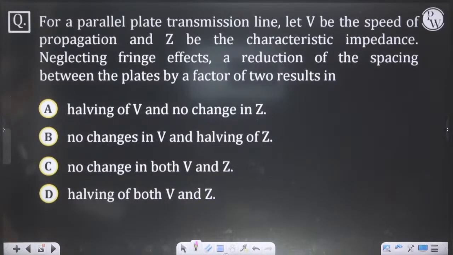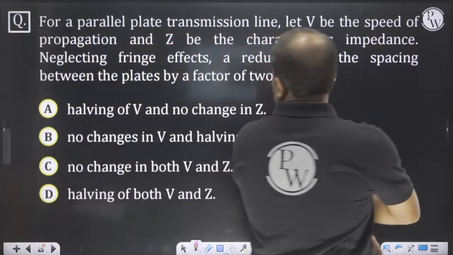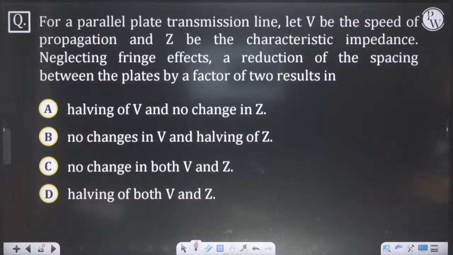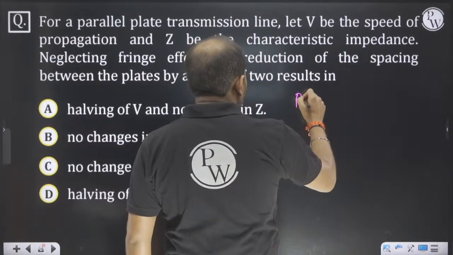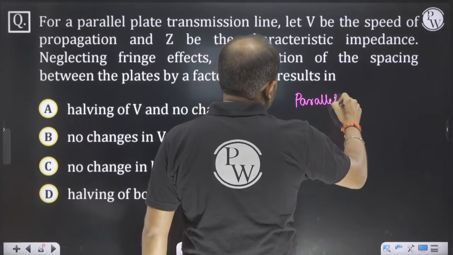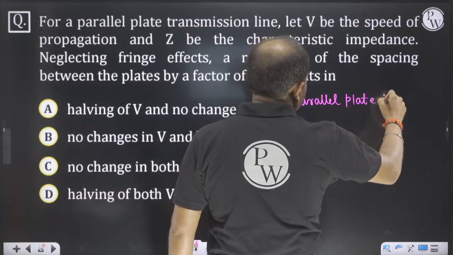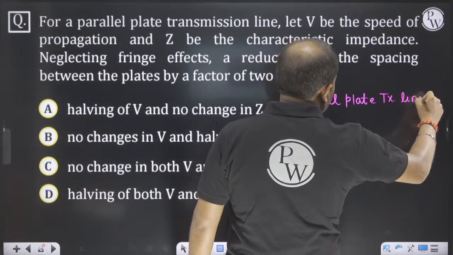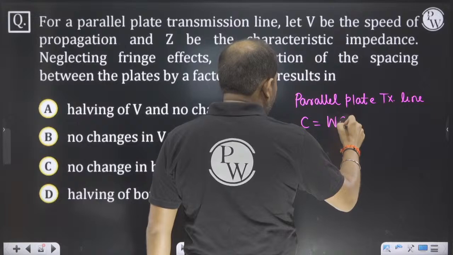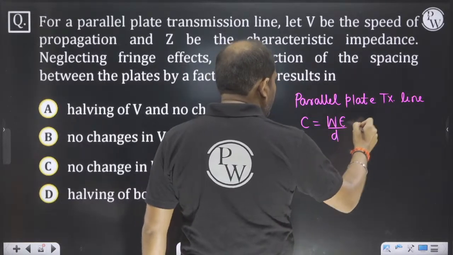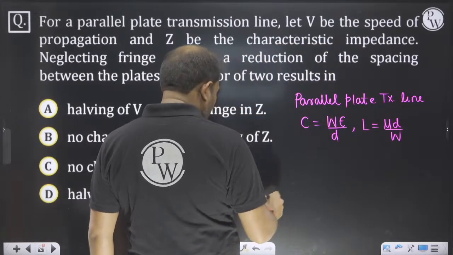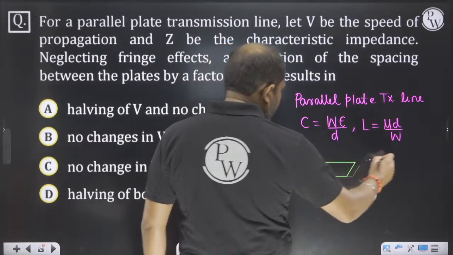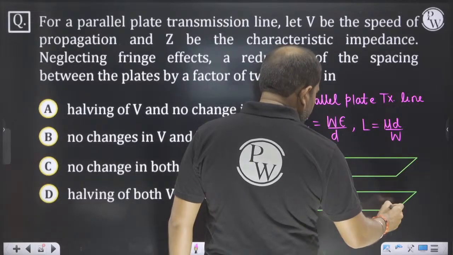Then we have a question that a parallel plate transmission line, v is the speed of propagation, Z is the characteristic impedance. What is a parallel plate transmission line? In case of a parallel plate transmission line, we have the formula of capacitance, W epsilon upon d, and we have the formula of L, mu d by W. This is our parallel plate transmission line.